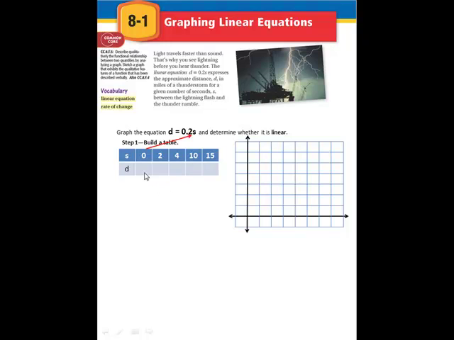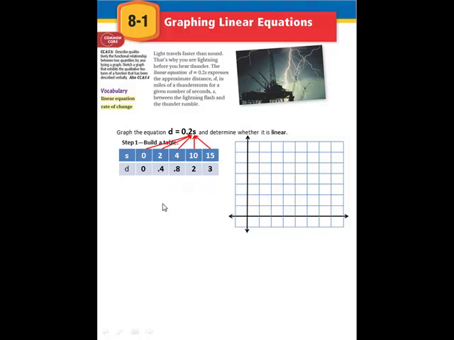First thing you need to do is take the time in seconds, 0, and substitute it into the equation. We'd get that d equals 0.2 times 0, which equals 0. We can fill our table in. We would keep doing this and keep showing that 0.2 times 2 now equals 0.4, and we'd keep doing it. The next value is 0.8. If we put the 10 in, 0.2 times 10 is 2. And if we put the 15 in, 0.2 times 15 gives us 3.